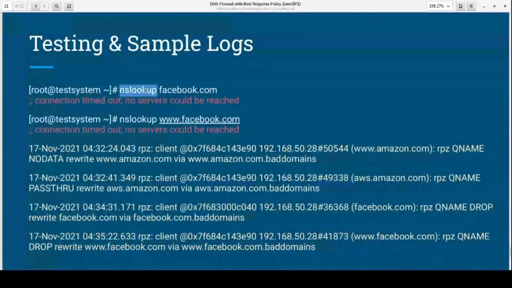Now for facebook.com, the DNS client received a timed out response, meaning the query couldn't be answered from the DNS server, or it got timed out. Again, the same response was received for www.facebook.com, connection timed out. These are the sample logs for all the above DNS queries. For amazon.com or www.amazon.com, the response is no data, and for aws.amazon.com, the response is passthru. For facebook.com, the response is drop, and for www.facebook.com, the response is drop.